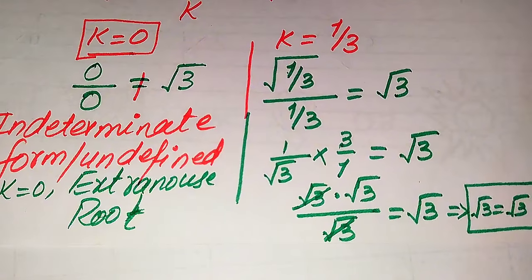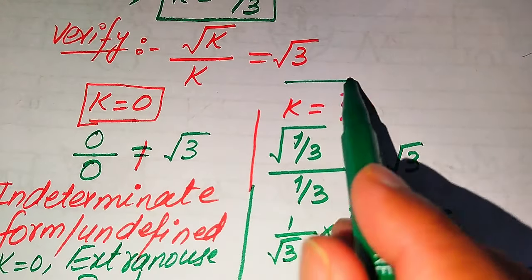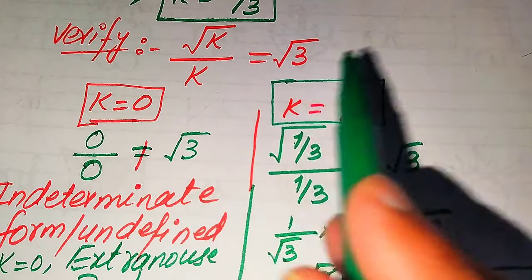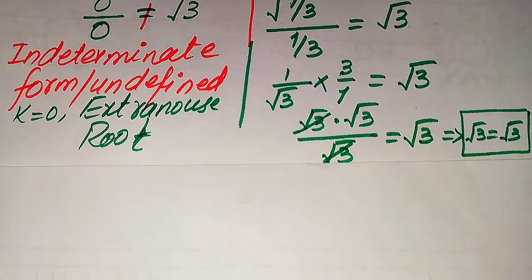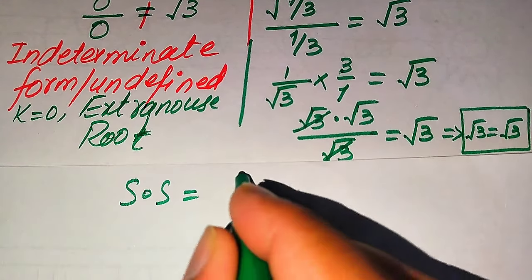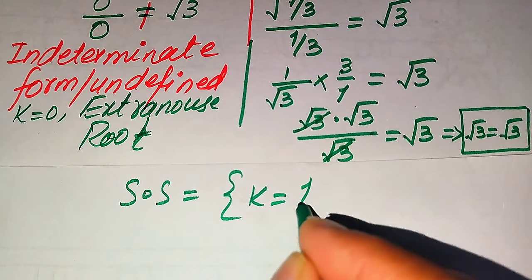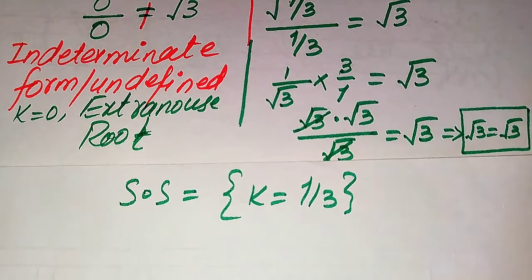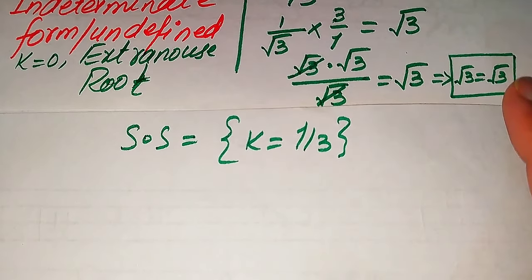So this shows that the value k equals 1 over 3 satisfies our given question statement. So finally we conclude that the solution set of this question is k equals 1 over 3, which we get here from the first method.